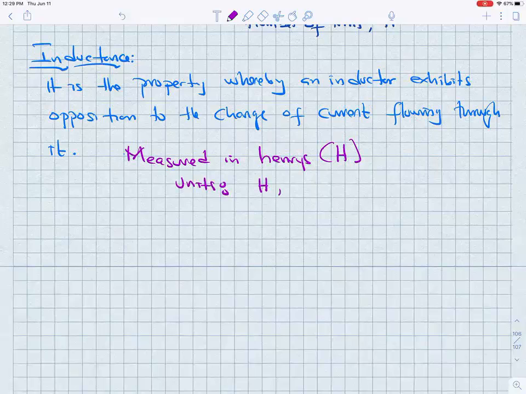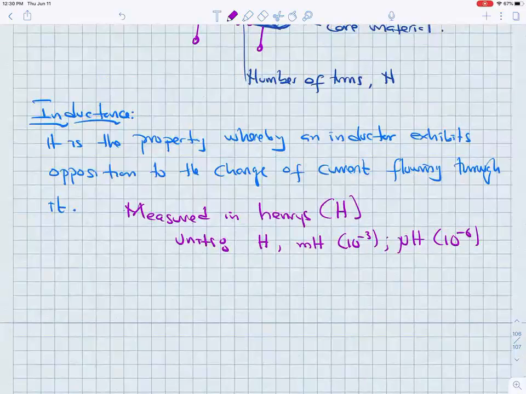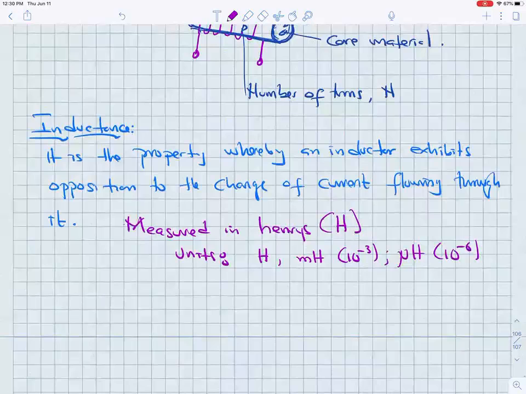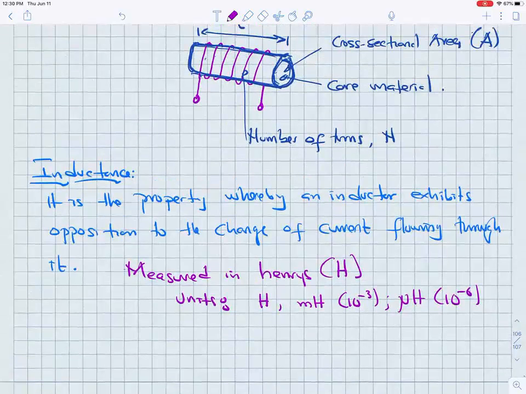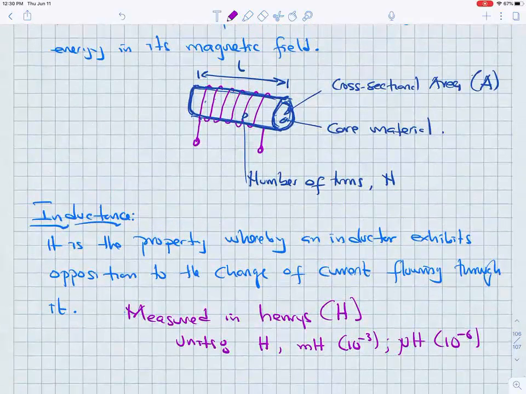You can have millihenry, which will be times 10 raised to the power negative 3, and you can have microhenry, which will be times 10 raised to the power negative 6, just like the farads in the capacitor. Okay, so now that we've defined inductance, what is the inductance of this material? What is the inductance of this inductor?